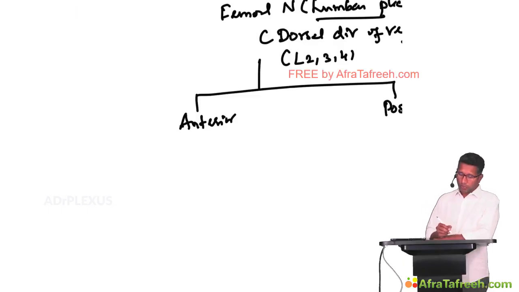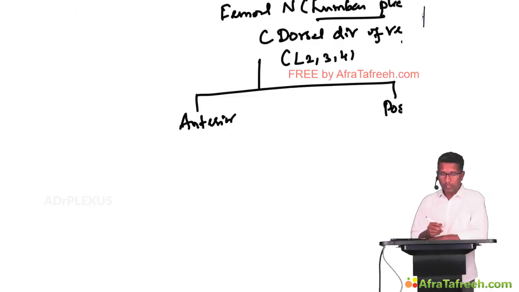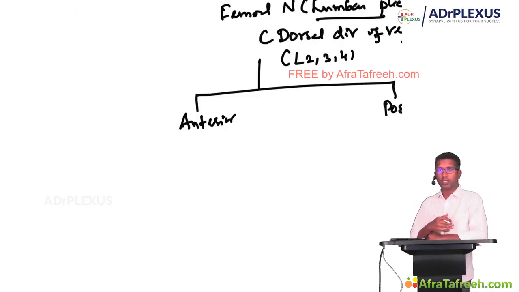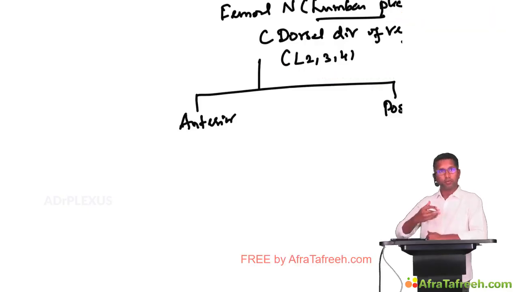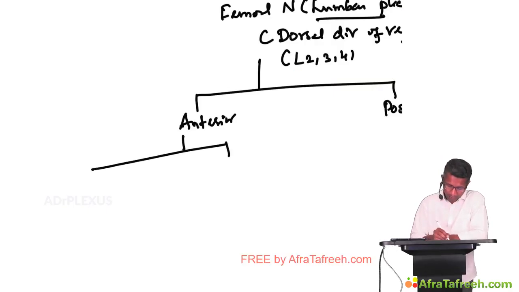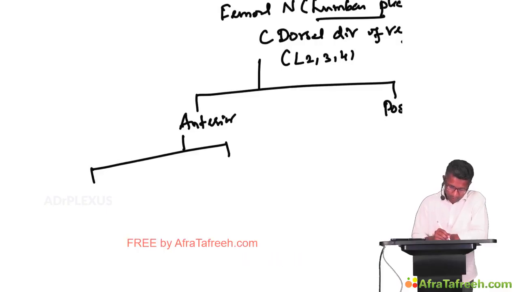If you take the anterior division, it contains fewer muscular branches and more cutaneous branches, whereas the posterior division contains more muscular branches and fewer cutaneous branches. The anterior division of the femoral nerve has got one muscular branch, and the muscular branch supplied by the anterior division is to the sartorius muscle.